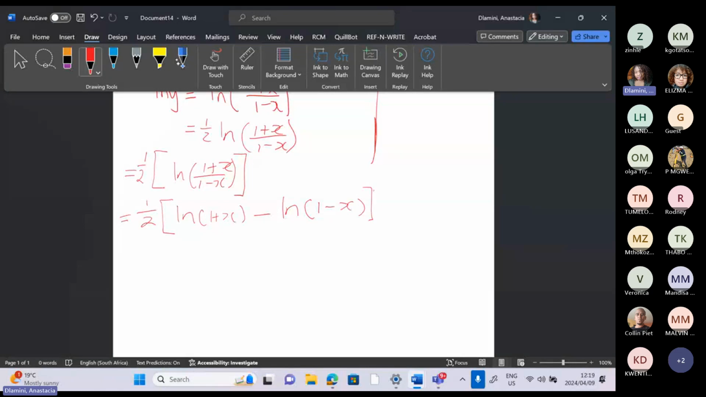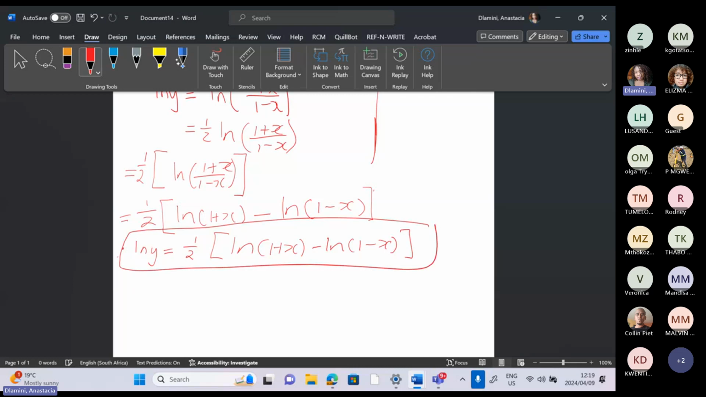Are we all together there? Yes, ma'am. So therefore, we have ln y is equal to 1 over 2 brackets ln of (1 plus x) minus ln of (1 minus x). From here, we now differentiate both sides. So this is 1 over y times the derivative of y is 1 times, since we differentiated y, we have to multiply by dy over dx.